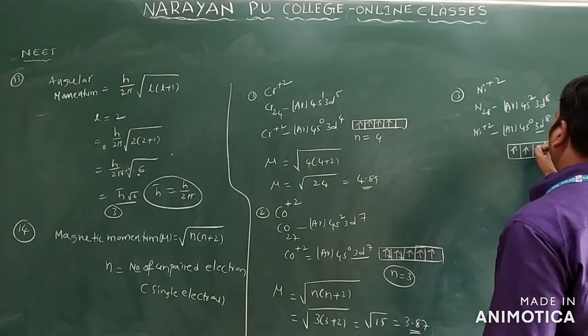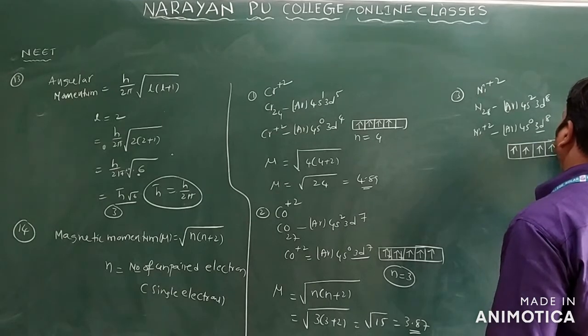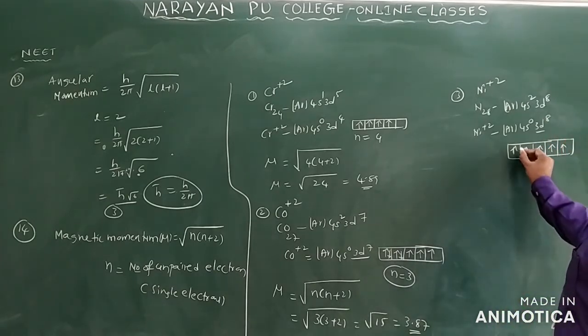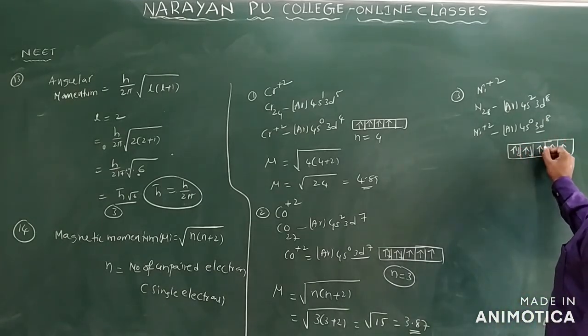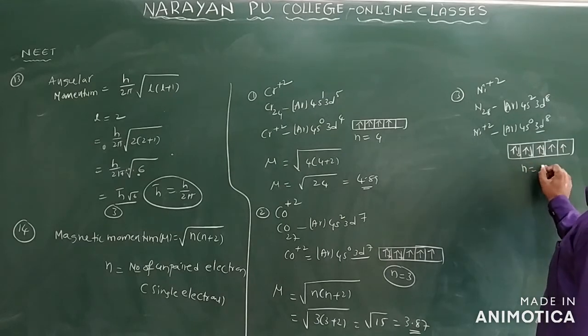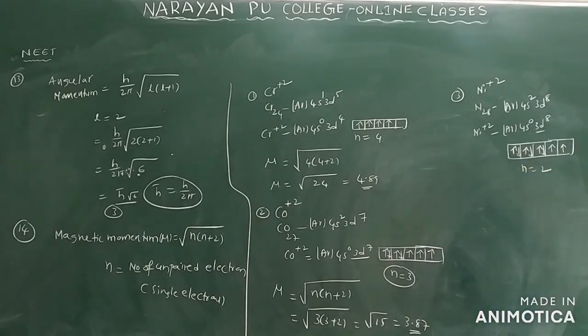1, 2, 3, 4 and 5. Next we will write here 6, 7, 8. I will write n equal to how much? 2. Why? 2 electrons are there.